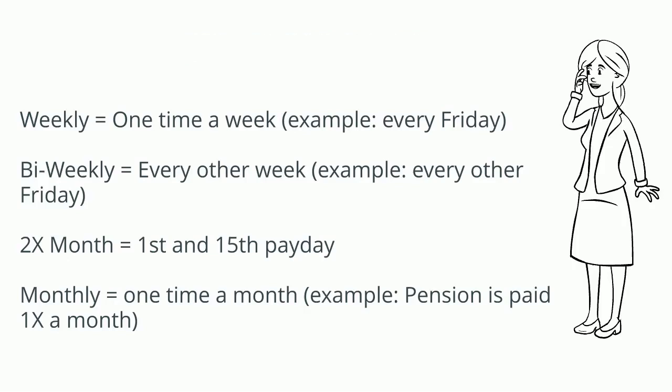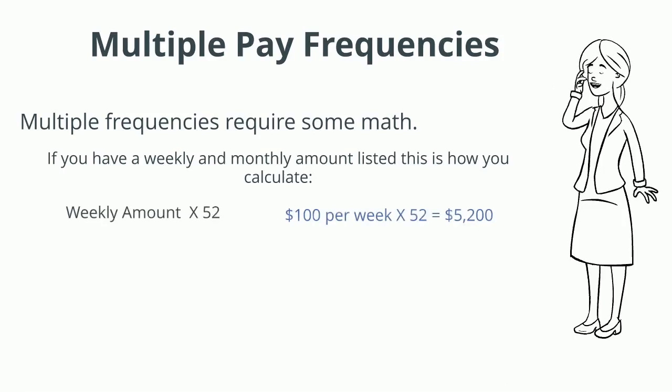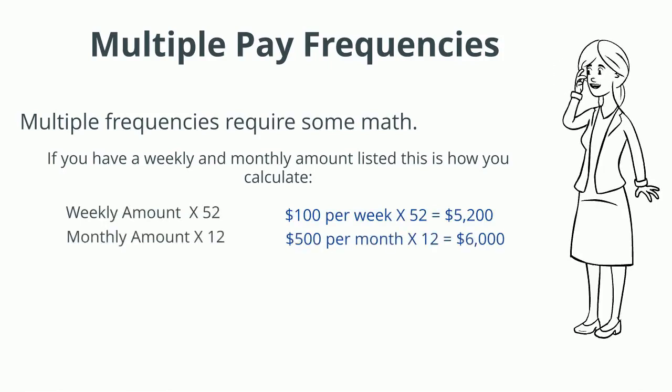This is very important. Multiple pay frequencies require some math. If you have a weekly and monthly amount listed, this is how you would calculate. You take the weekly amount times 52 and multiply that out. Monthly amount, you multiply times 12, and then you add the two together to come up with annual income.